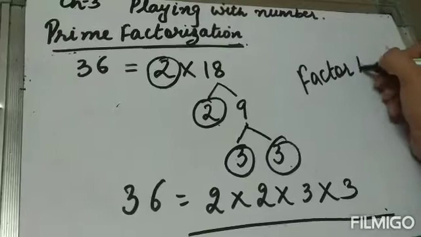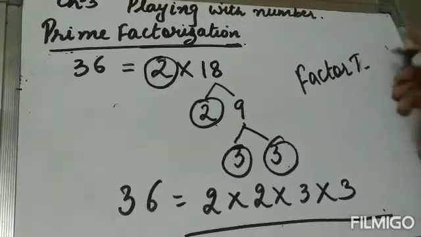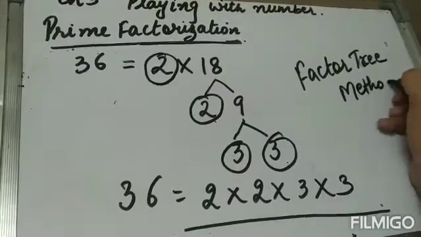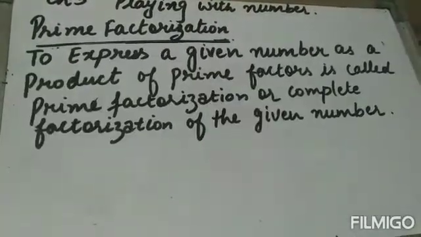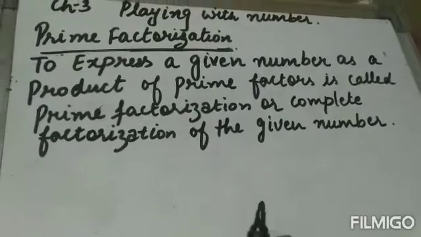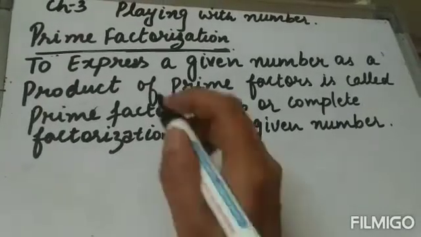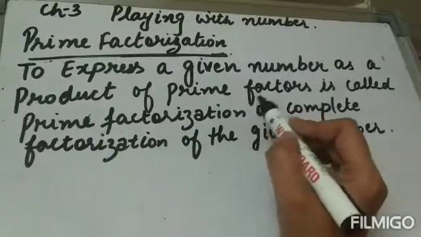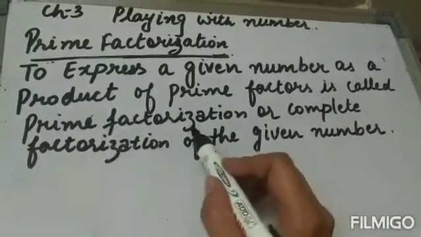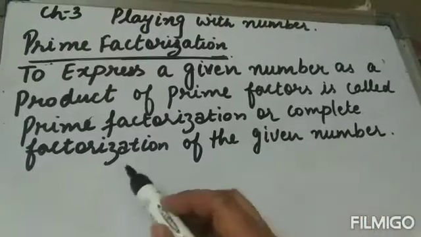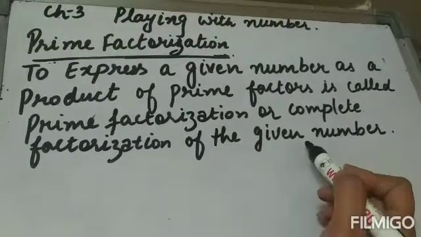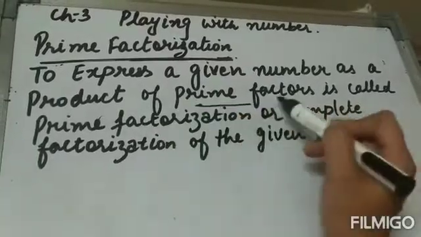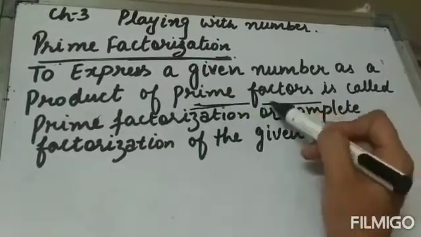This method is called the factor tree method. So the definition of prime factorization: to express a given number as a product of prime factors is called prime factorization or complete factorization of the given number. To express a given number as a product of prime factors, all factors should be prime.